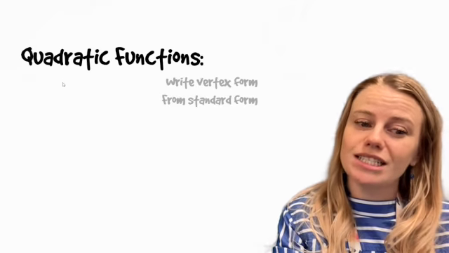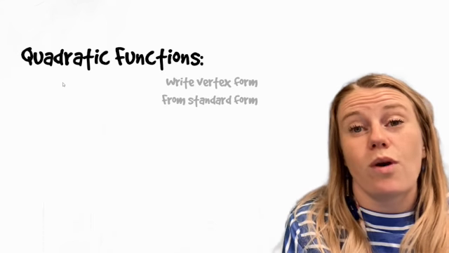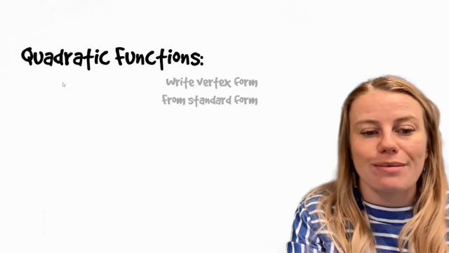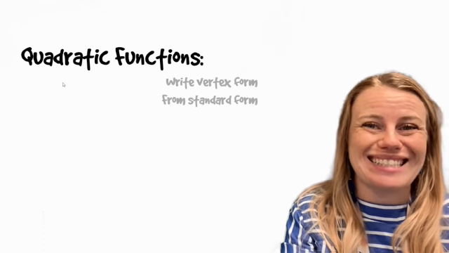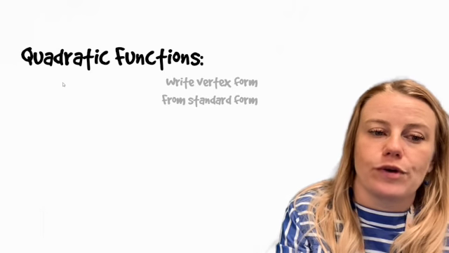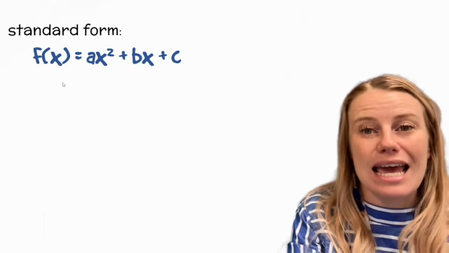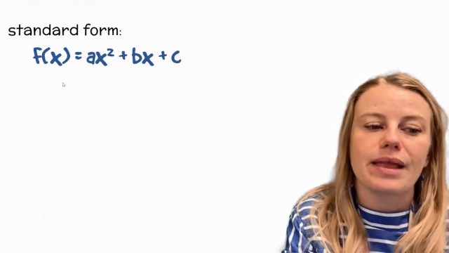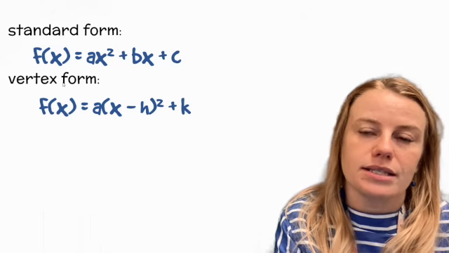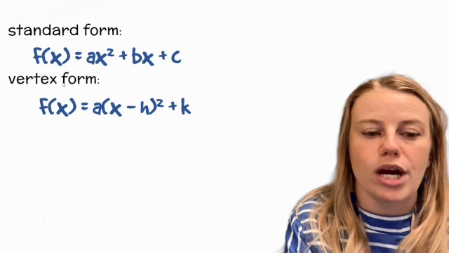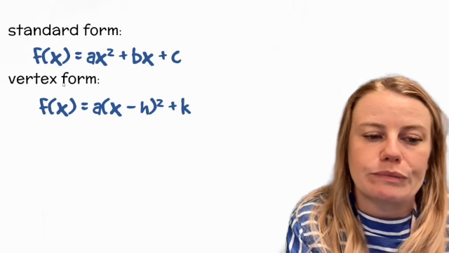Quadratic functions, writing vertex form from standard form. So this time we're going to be given our quadratic in standard form, and we're going to write it in our vertex form. So remember, standard form is f of x equals ax squared plus bx plus c. Vertex form is f of x equals a times x minus h squared plus k.